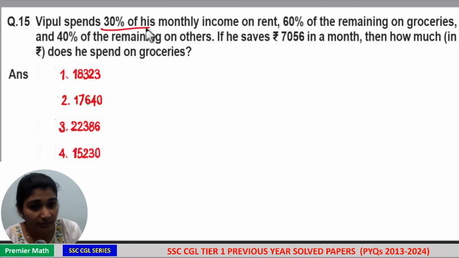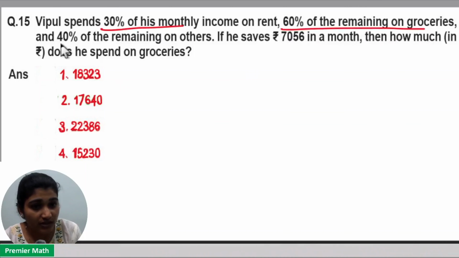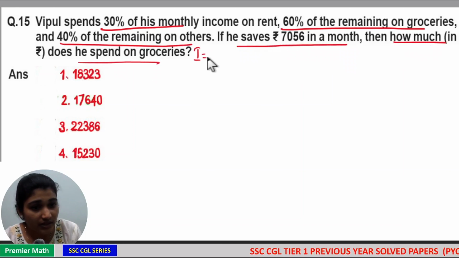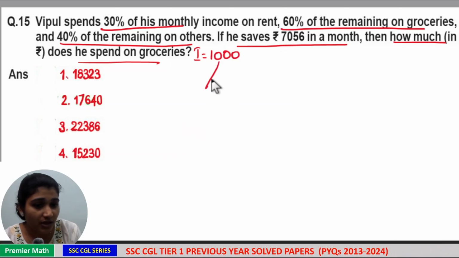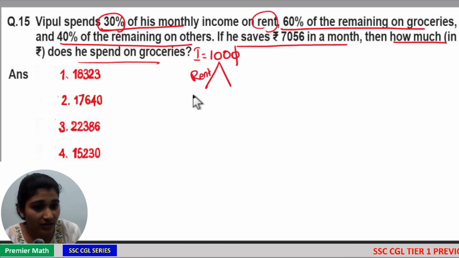Vibhul spent 30% of his monthly income on rent, 60% of the remaining on groceries, and 40% of the remaining on others. If he saves 7,056 in a month, then how much does he spend on groceries? Here, monthly income, consider it as 1,000 rupees. Now, out of this 1,000, 30% he spent on rent. So rent is 30% of 1,000. 10% of 1,000 is 100. Then 30% is 300. Then remaining is equal to 700 rupees.